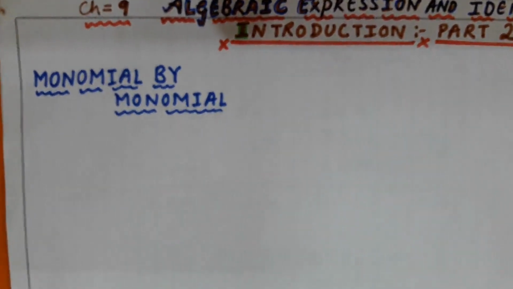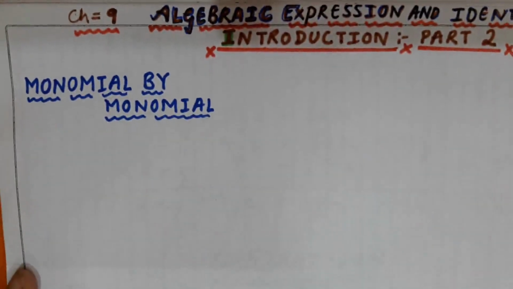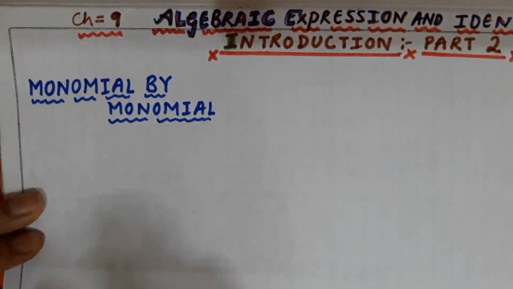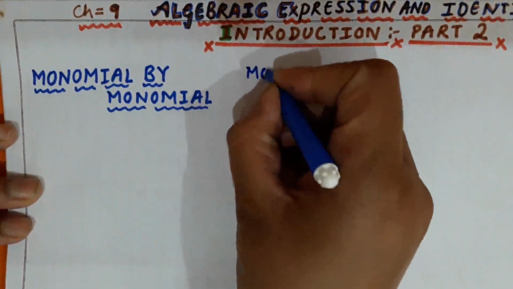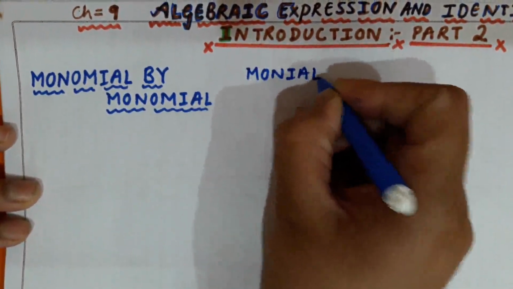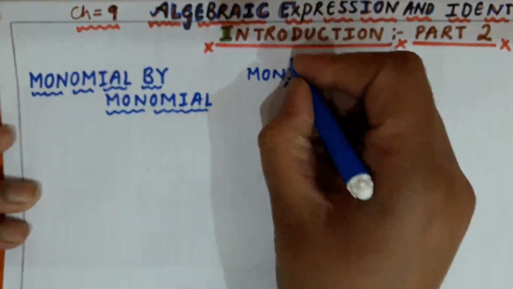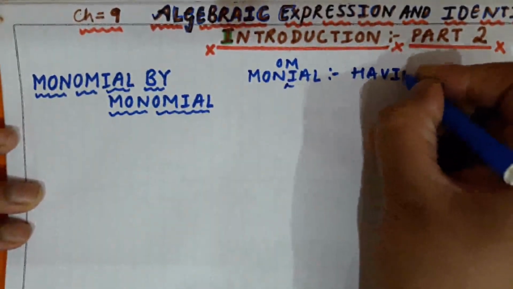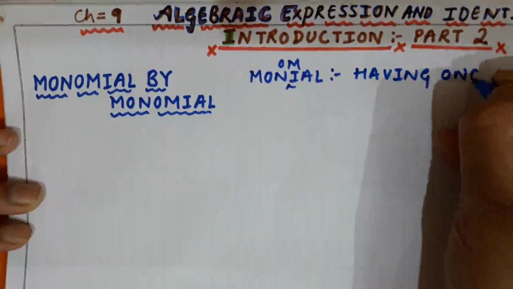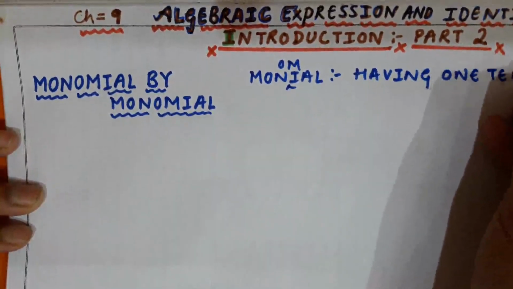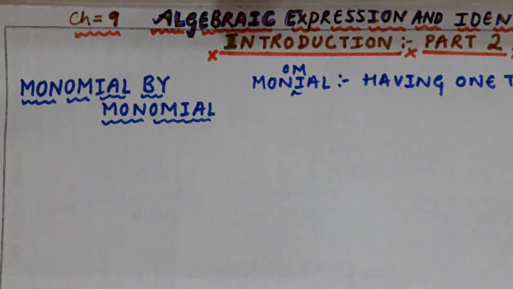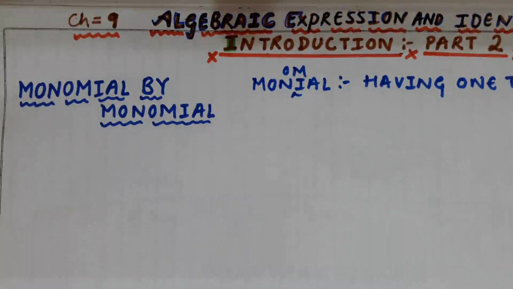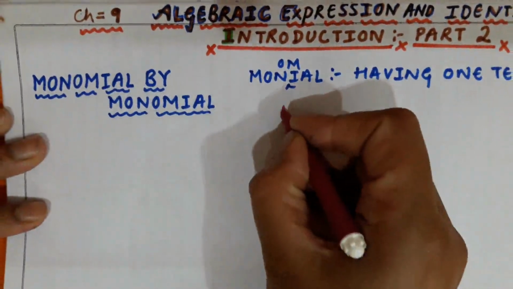Our first topic is multiplication of monomial by monomial. What is the meaning of monomial here? Monomial means having one term only. Okay, so let's do multiplication between one-term expressions.